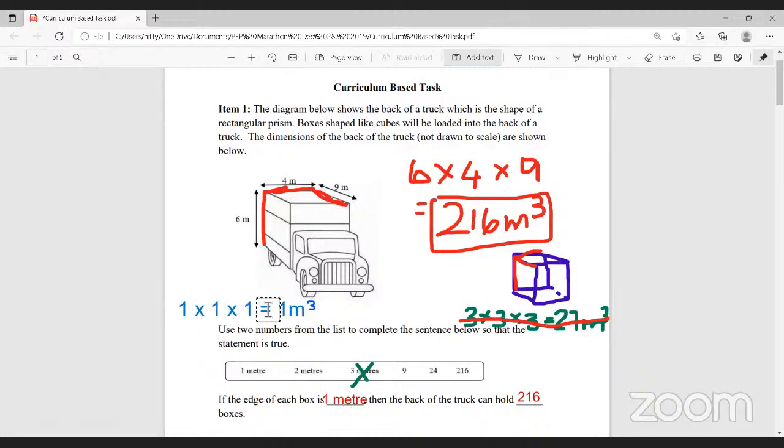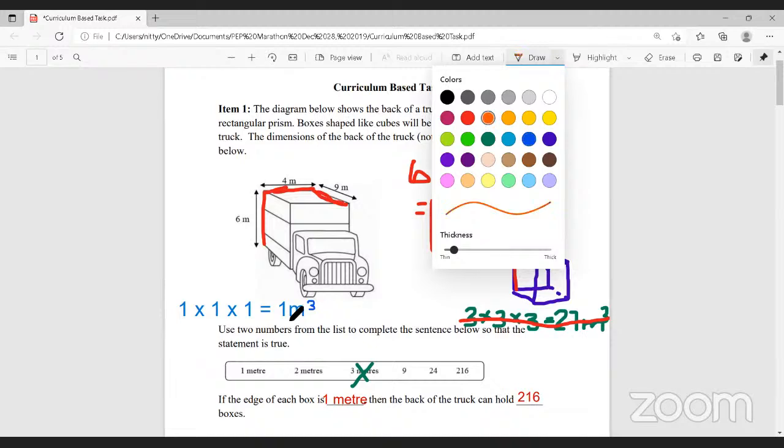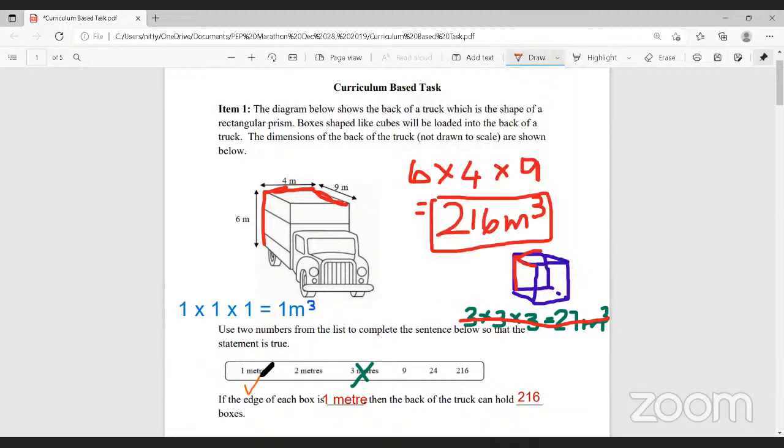Because this one here, where we get 1 cubic meter for the volume of one box, worked well with 1 meter times 1 meter times 1 meter, because 1 times 1 is 1 and 1 times 1 is 1. So we come up with this 1 cubic meter. And so the correct answer, or the correct numbers, definitely have to be 1 meter and 216. As you can see, we would have completed these here.